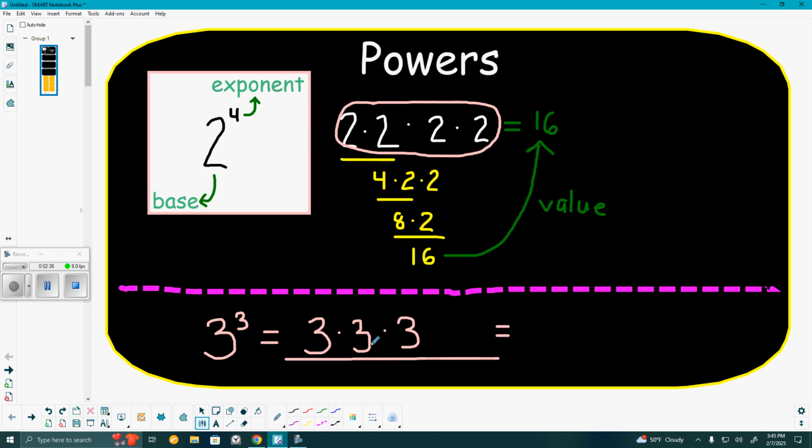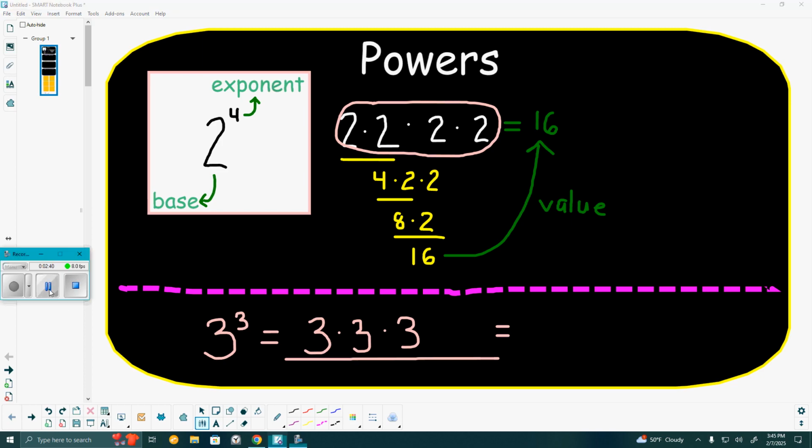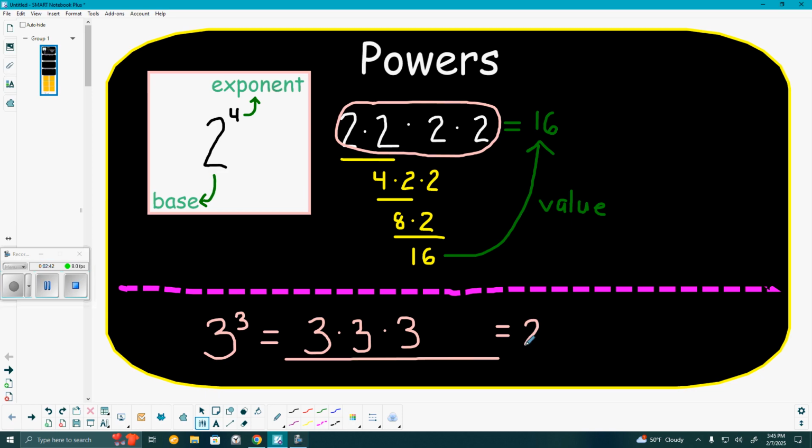3 times 3 is 9. 9 times 3 is 27. So 27 is the value of 3 to the 3rd power. 3 times 3 times 3 is the expanded form of 3 to the 3rd power. Very good.